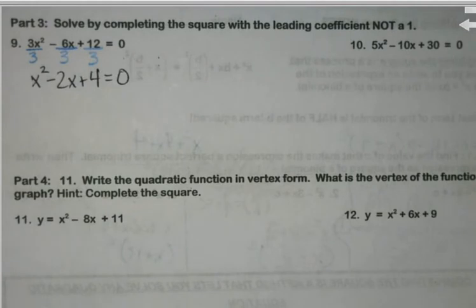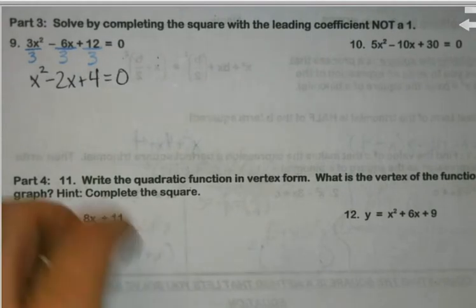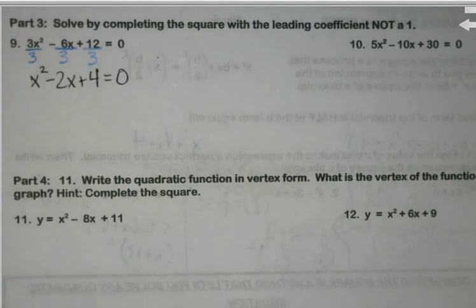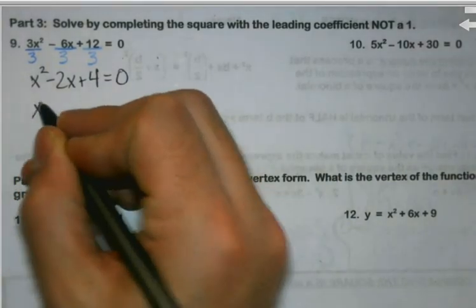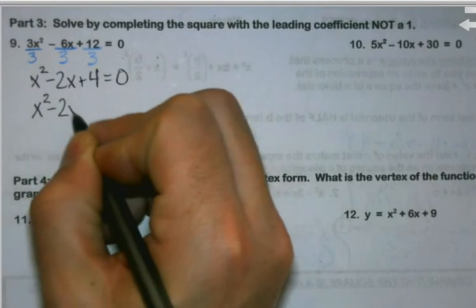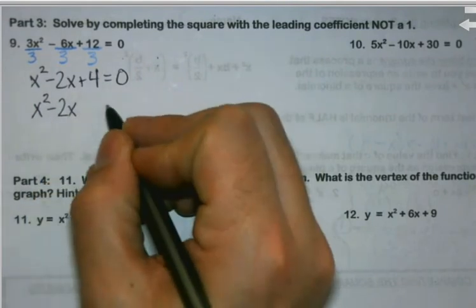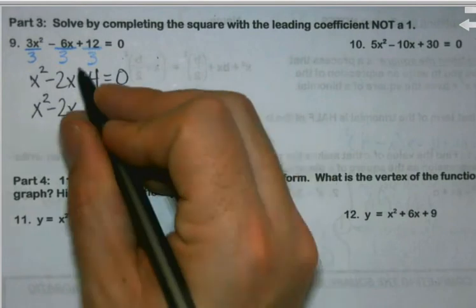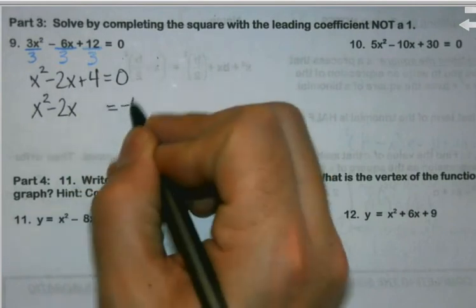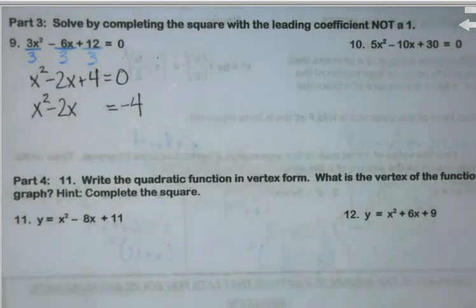So once I get here, now it's basically like what we were doing on Friday. I look and I go, okay, let's see. What do I need to do here still? My x's still want to be on a side by themselves, which means that 4's got to move to the other side. But to move, it doesn't just become 4. I've got to do an opposite. Like why you're leaving blank spots.